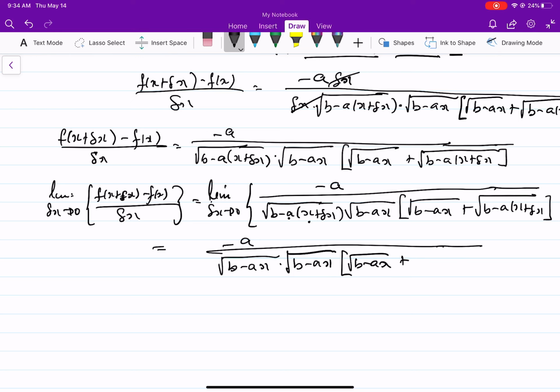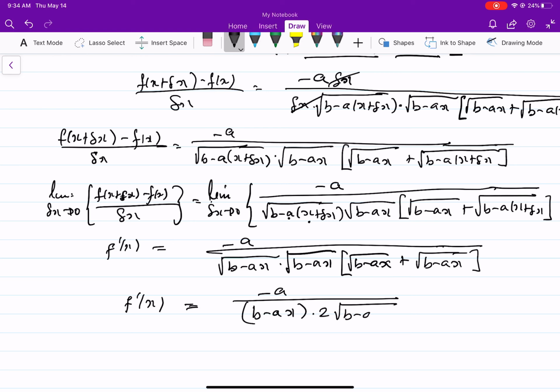Minus a is left on top. And on the outside, the root of b minus ax times the root of b minus ax is just b minus ax. And inside the brackets, the root of b minus ax plus the root of b minus ax is 2 times the root of b minus ax. Remember, something plus itself is 2 times the same thing.